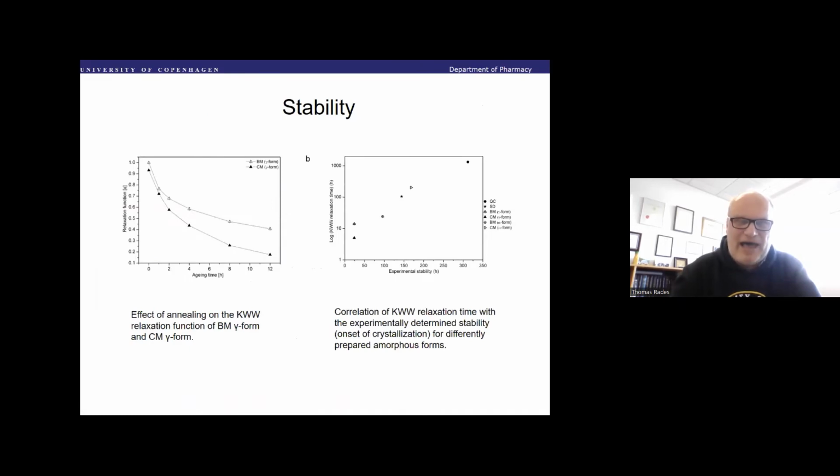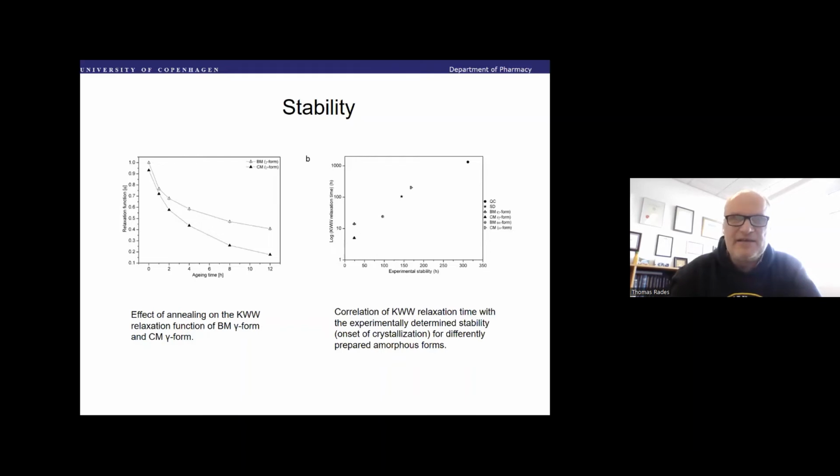And we are now applying the same Kohlrausch-Williams-Watts enthalpic relaxation approach. We are measuring the relaxation function as a function of aging time for differently prepared amorphous forms. And we can see that they are relaxing differently. So if we plot now the experimental stability against the relaxation times, we see a beautiful correlation. So for one and the same drug, if you make it amorphous in different ways, you can very well use this approach to see whether a different alternative preparation method will lead to a more stable amorphous form or not.